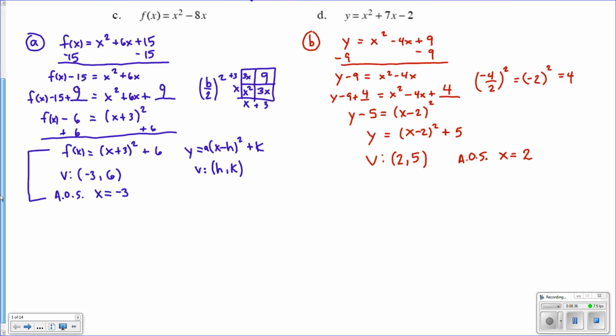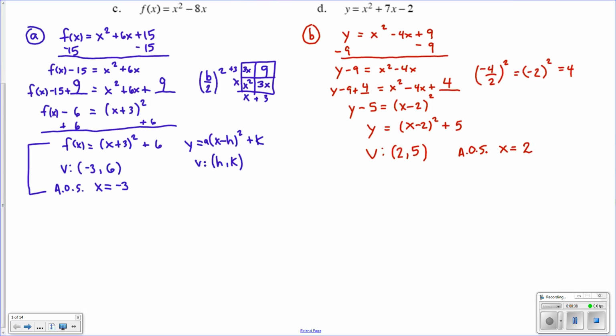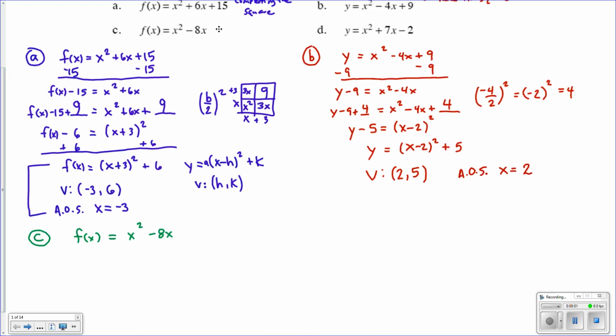Let's look at letter C. Now for letter C, we're going to have f of x equals x squared minus 8x. Now rather than doing all of them as completing the square, I'm going to go ahead and do one of them here as averaging the intercepts. That's the x-intercepts.